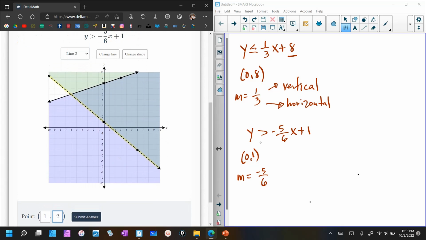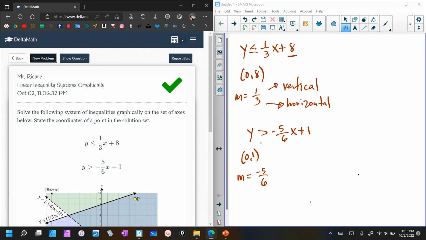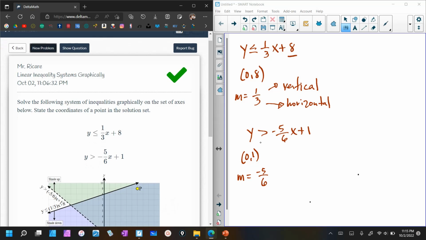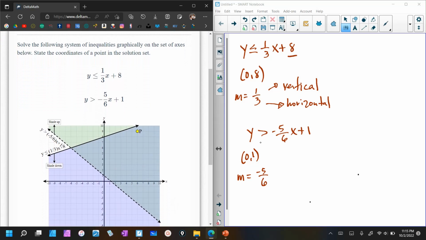Okay. Now let's see if this is correct. There you go. That is correct. So that is how you graph systems of linear inequalities.